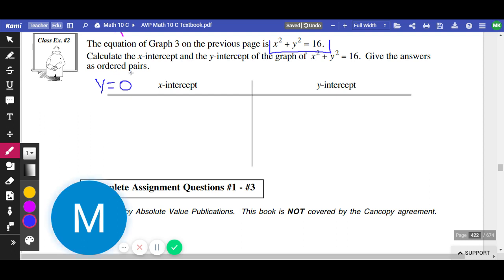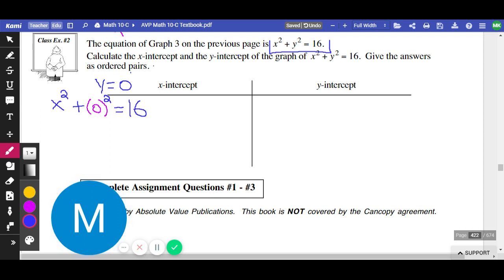So I go to my equation, I change y to be 0. x squared plus (0) squared equals 16. Like that. Okay, that's how that substitution should look. The letter y changed, nothing else. The square is still there, everything else is still there. Just the y changed.